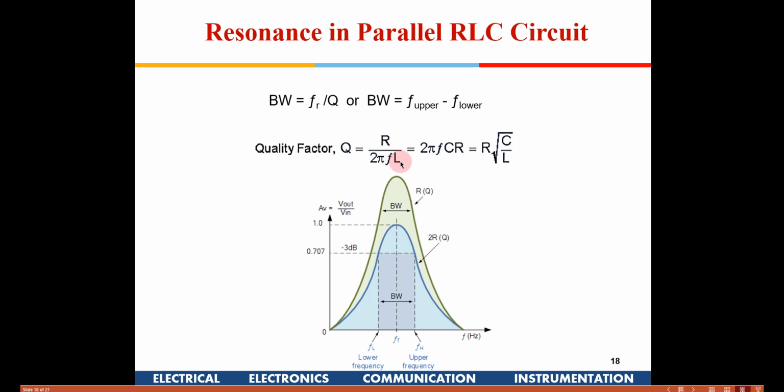It is different for parallel and series connections, the way it is defined out here. Otherwise, bandwidth and all is the same: upper minus lower, and resonant frequency divided by Q. This is another formula which holds good for both parallel and series. The bandwidth definition is the same whether it is parallel or series, whereas the quality factor definition is different here for series and parallel.